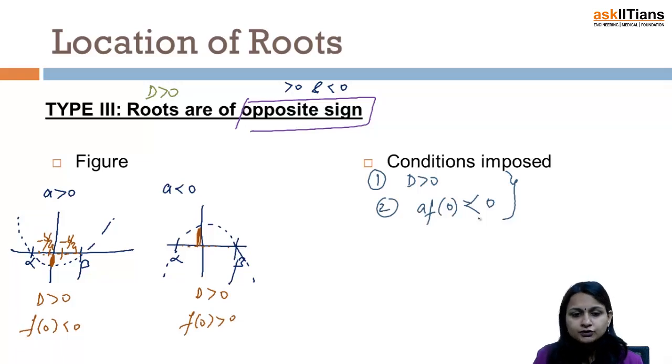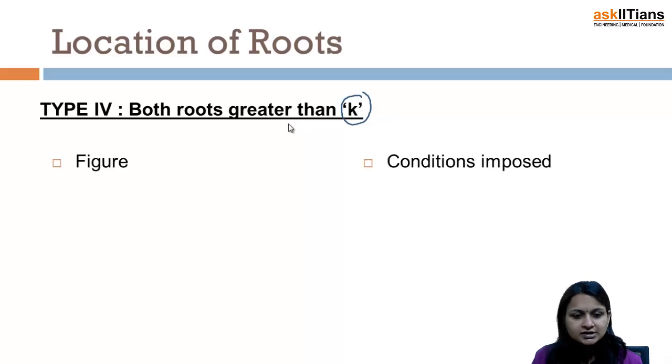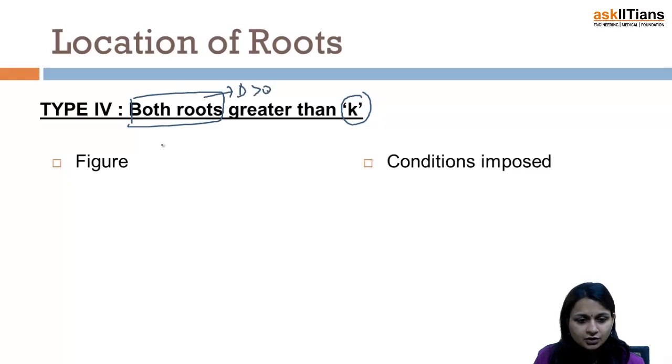Okay. So let's move to the next type. Here it's given that both roots are greater than k. Now k is some value. It can be positive, it can be negative. So let's see what the figure and conditions imposed will be. When I talk about the figure, both roots automatically means discriminant D greater than 0. Now a can be greater than 0 or less than 0 as per the question. Whatever is the coefficient of x square, that will decide a.